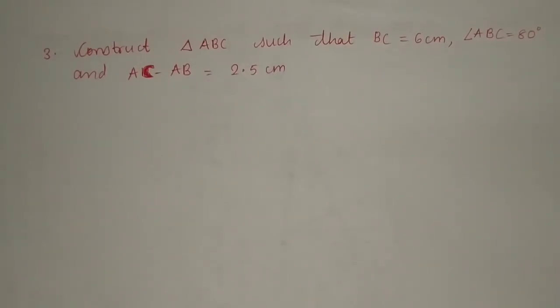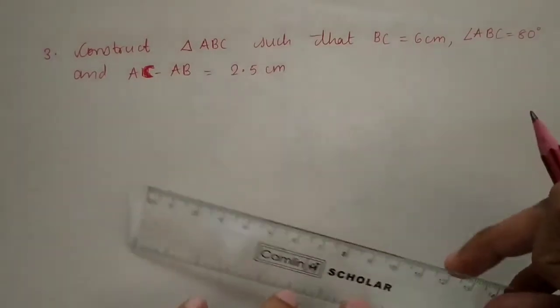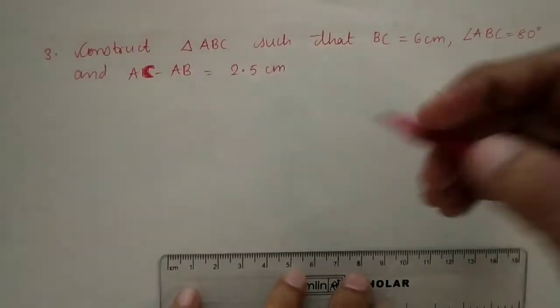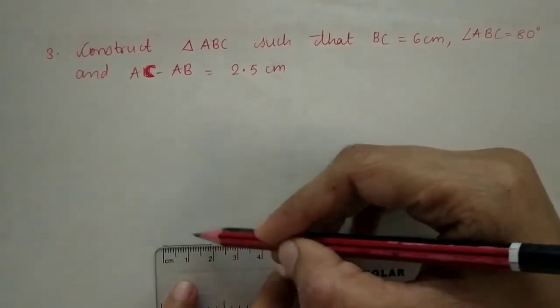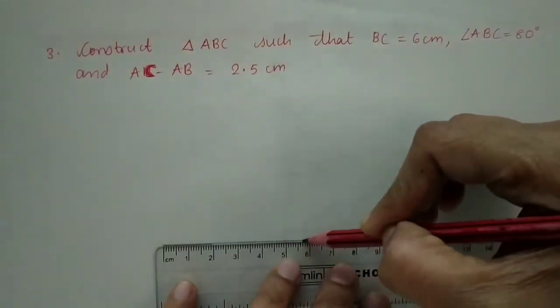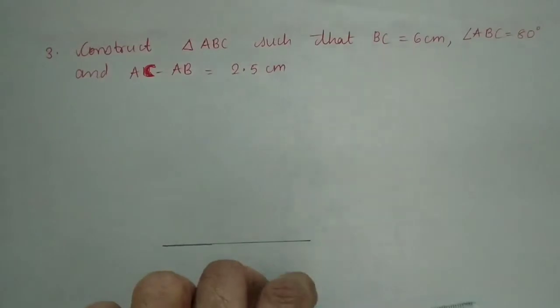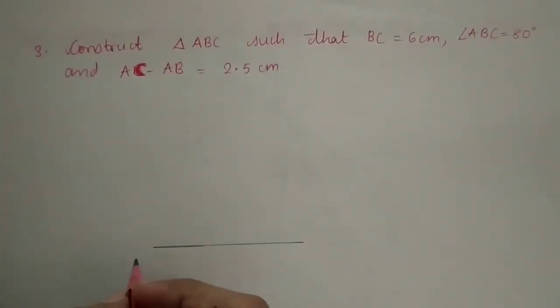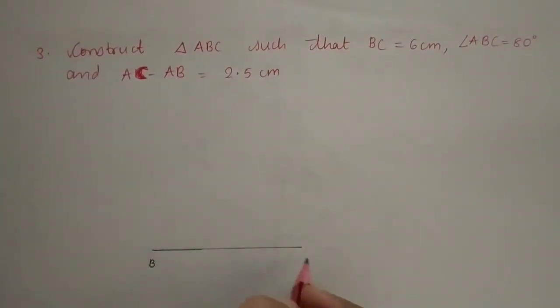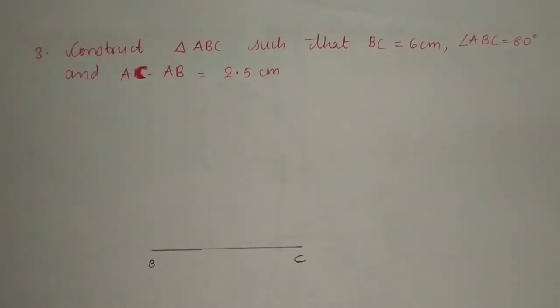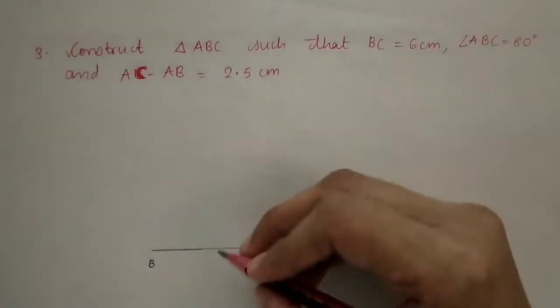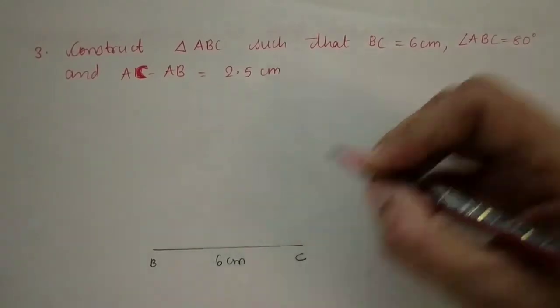Third question, we have BC as a base, angle ABC given to us, and AC minus AB is given to us. So look at this now. First let us draw the base of 6 centimeter. Let us name it as say B and C. And after doing this, we also name it as 6 centimeter.